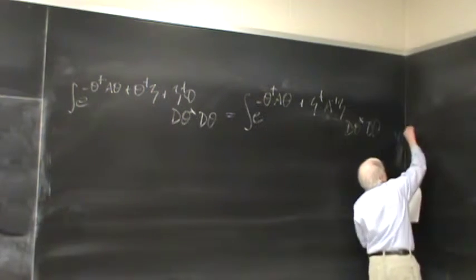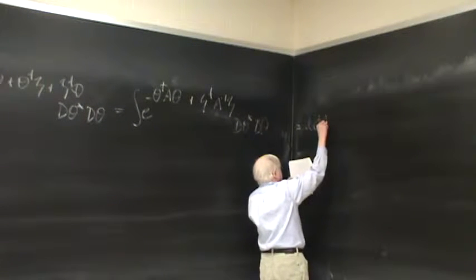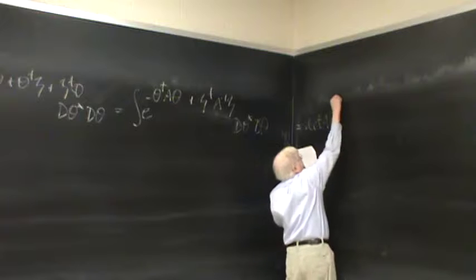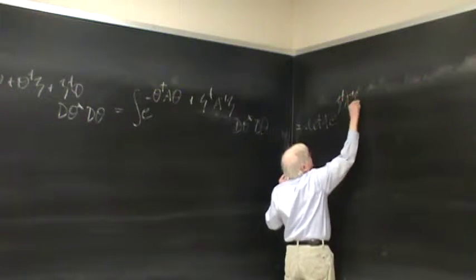And of course you can rewrite this as a determinant of A times e to the zeta dagger A inverse zeta.